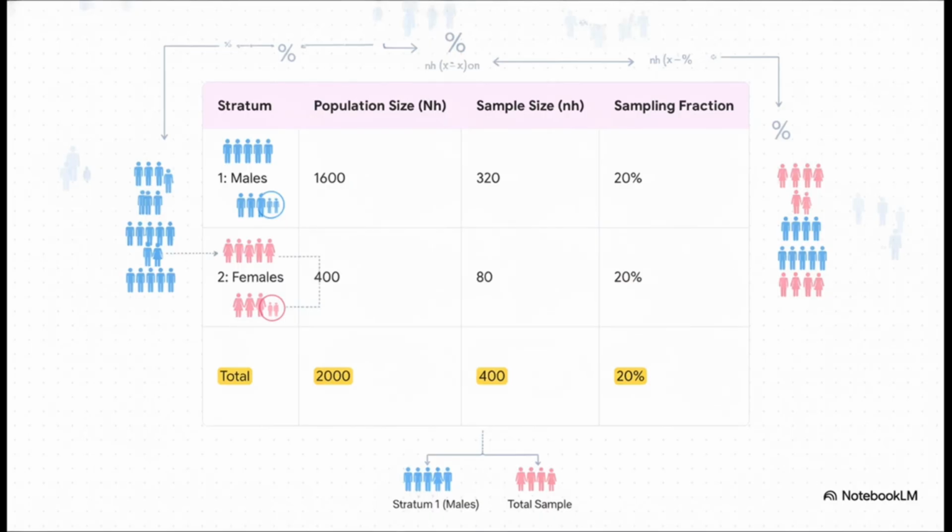Okay, let's look at a concrete example. We've got a population of 2,000 people, 1,600 males and 400 females. We want a total sample of 400. Well, our formula tells us to sample 20% from each group. So we take 20% of 1,600, that's 320 males, and 20% of 400, that's 80 females. And notice that last column, the sampling fraction, it's the exact same for both groups, 20%. That's proportional allocation in action.